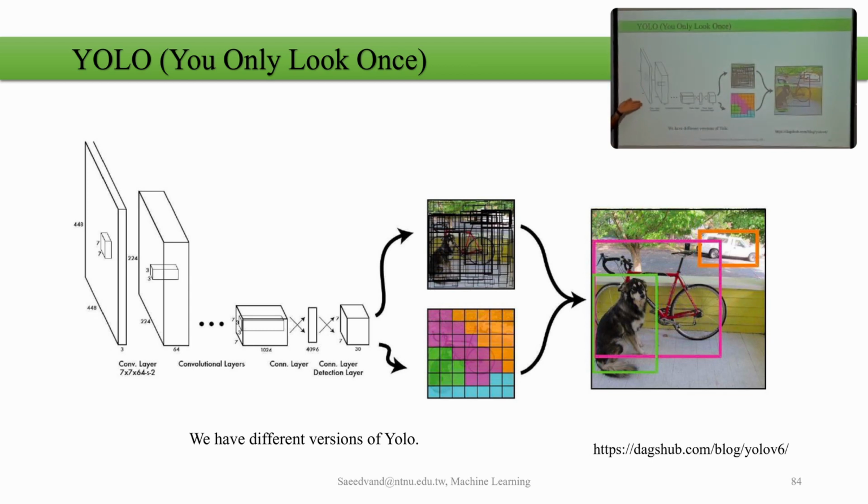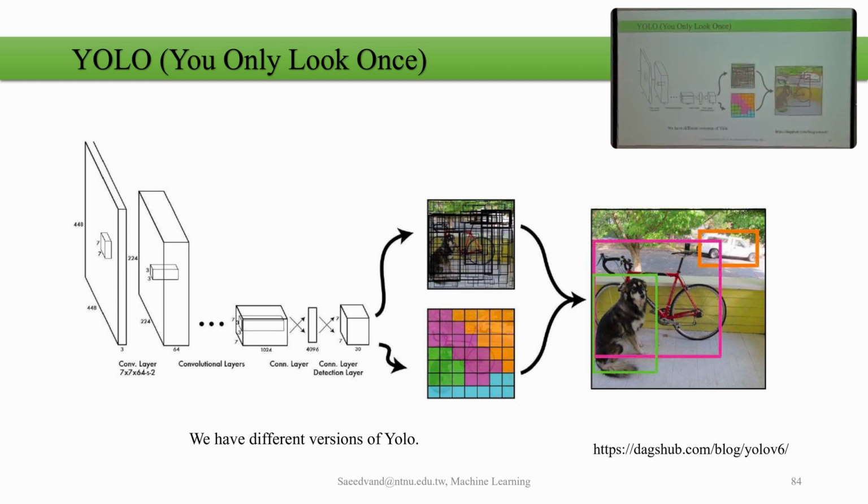We just want to see that in YOLO they have a convolutional layer 7 times 7 times 64 with stride 2. You can see this is happening: convolutional layer again, convolutional layer again, convolutional layer again. The same concept that we studied. Then finally it ends up with the task that they define.